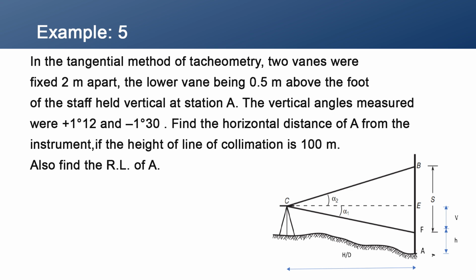The vertical angles measured were 1 degree 12 minutes and minus 1 degree 30 minutes. Find the horizontal distance of A from the instrument if the height of the line of collimation is 100 meter. Also find the RL of A.